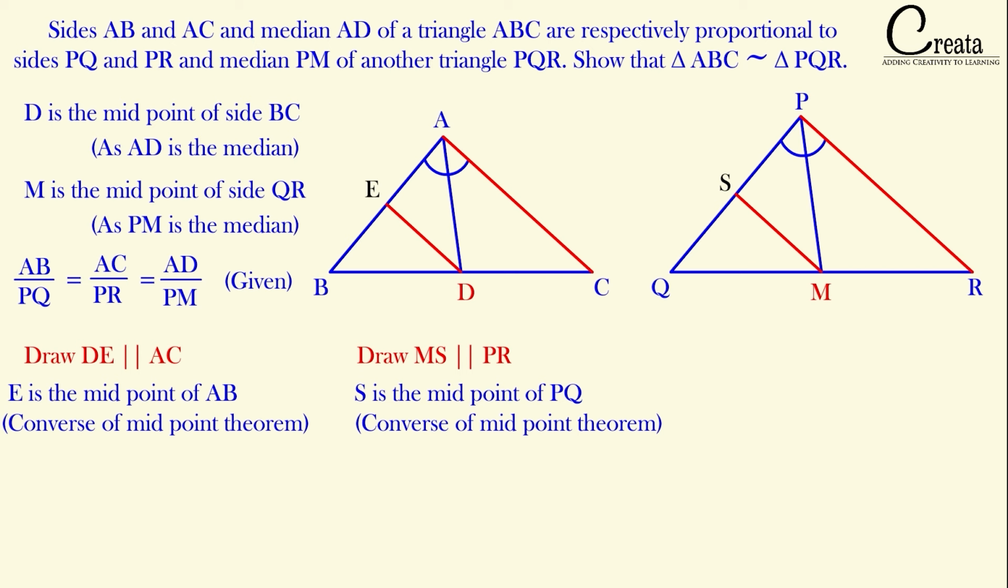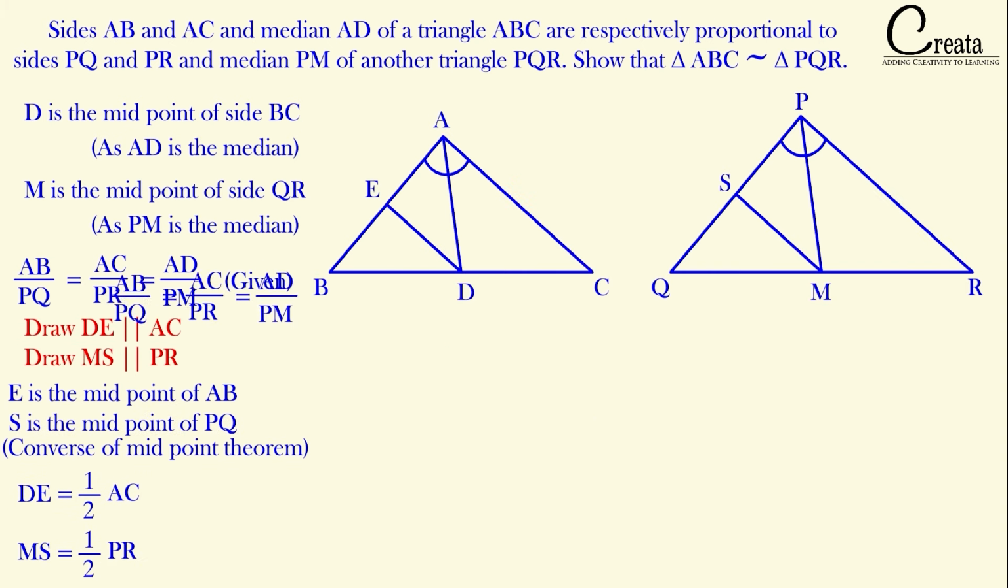Here DE and AC are parallel to each other, and D and E are the midpoints of their respective sides. So we can say DE will be equal to half of AC. Got it? Similarly, we can say MS is also equal to half of PR. M and S are the midpoints of their respective sides and MS is parallel to PR. So we can say MS is equal to half of PR.